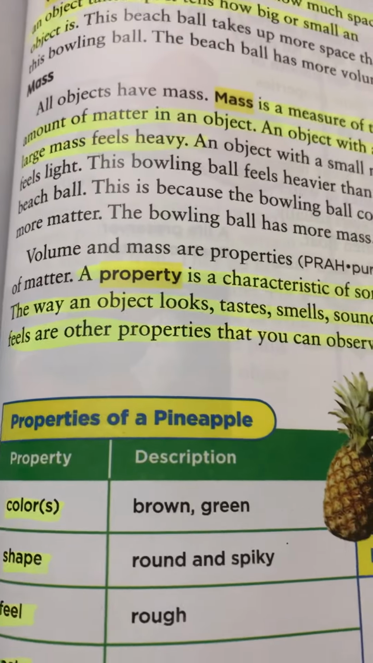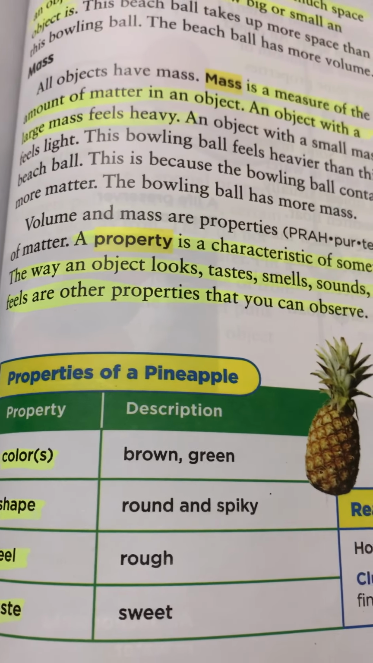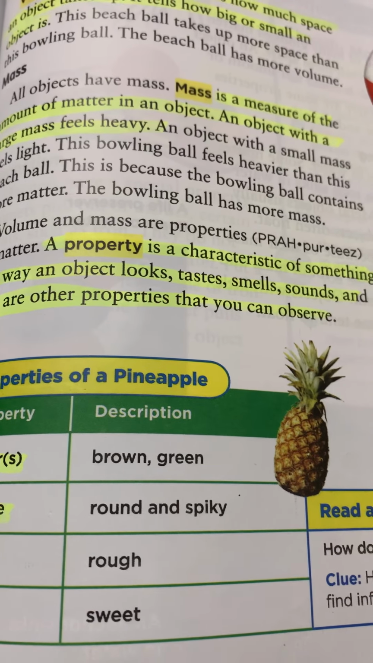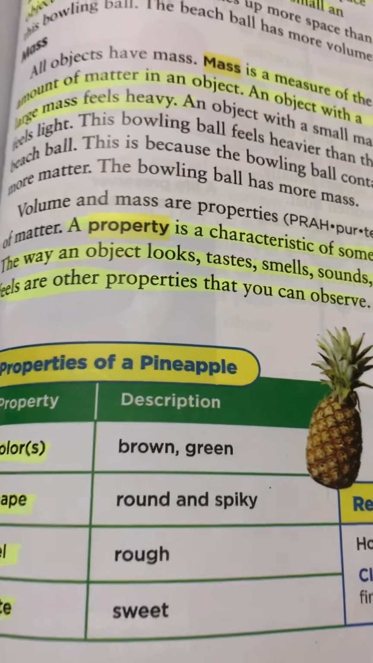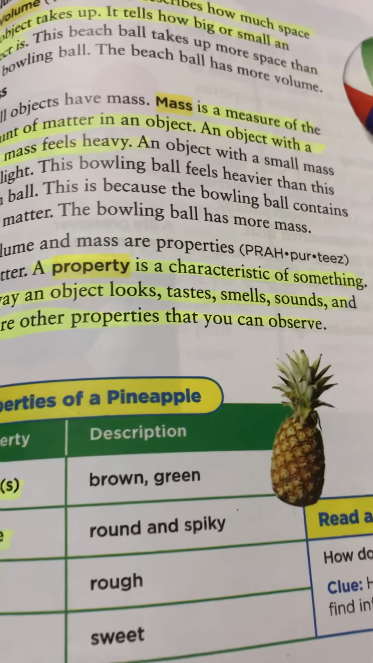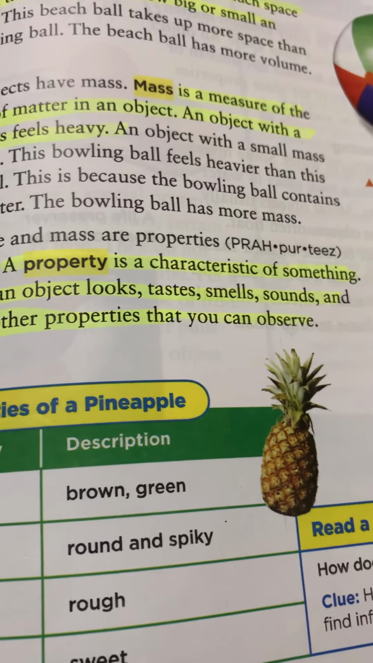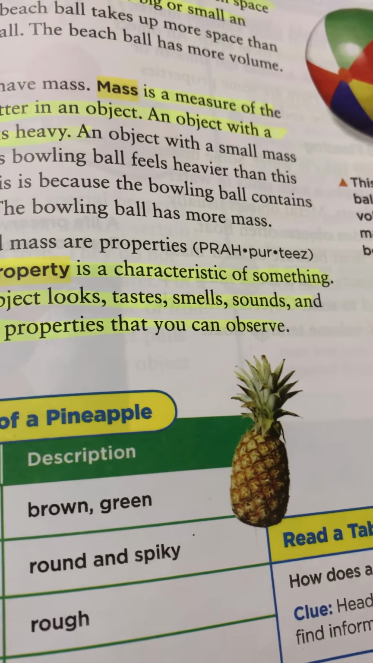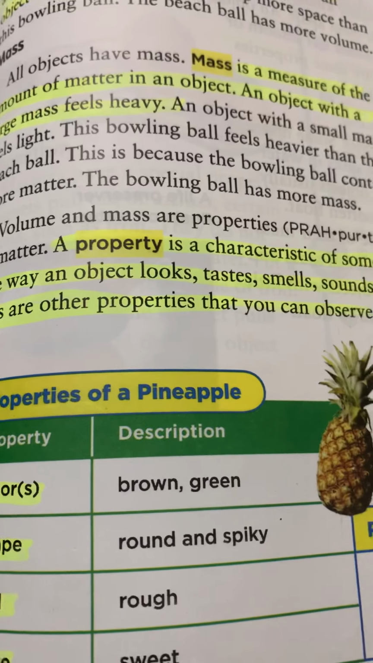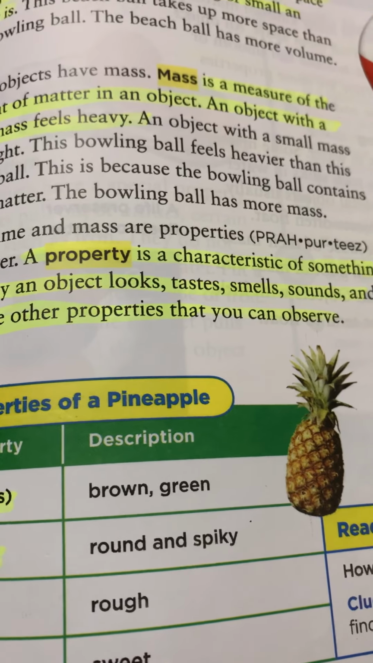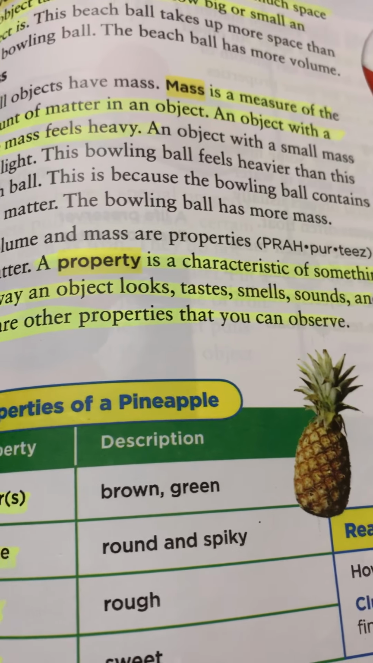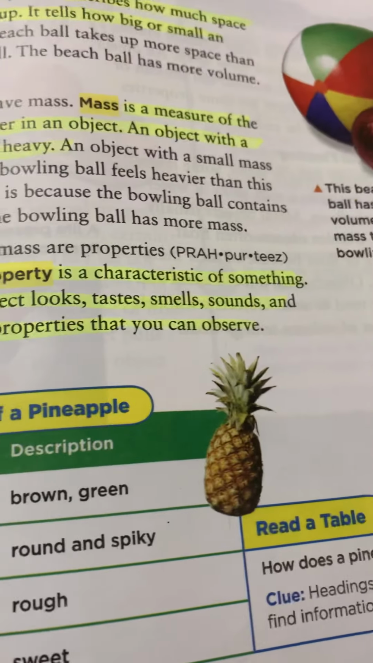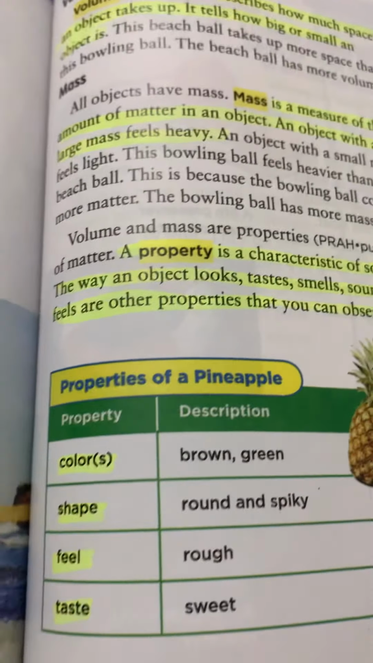Okay, let's go to the word property. The word property means the characteristics of the matter itself. Some matters have different tastes, different looks, different shapes, different colors, even different sounds. Even if you touch it, you may find the matters are different. Some are smooth, some are rough, some are spiky. So properties are the characteristics.